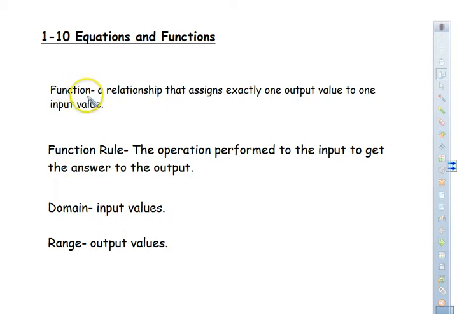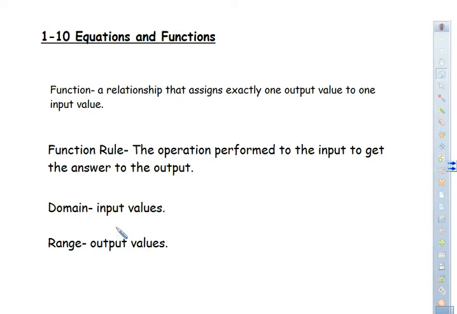Alright, a function. A function is a relationship that assigns exactly one output value to one input value. And I know that when you read that definition, you're thinking, okay, what in the world does that mean? Well, let's talk about this next part, and then we'll try to put things together and have a better understanding. The function rule is the operation performed to the input to get the answer, the output.